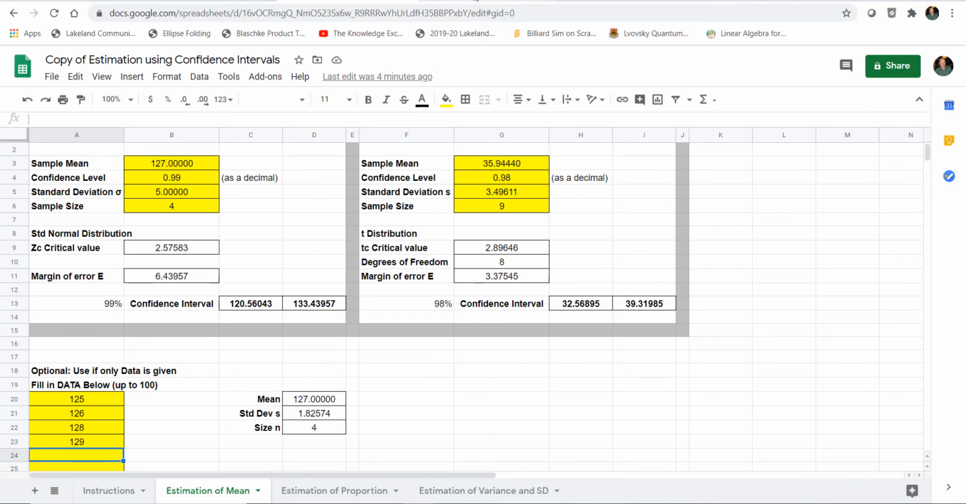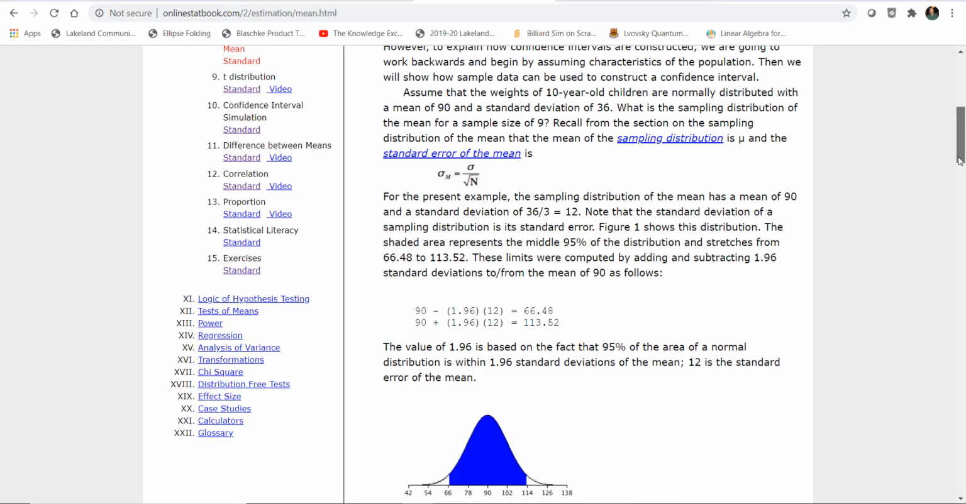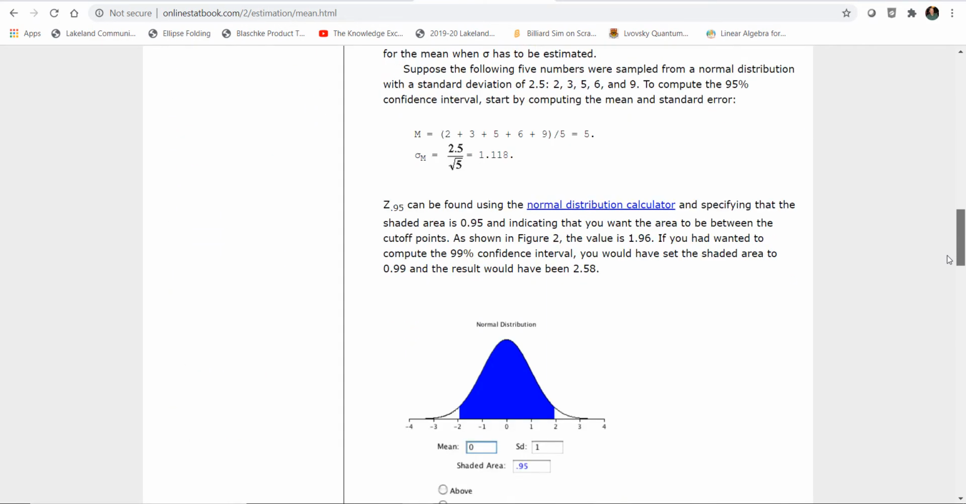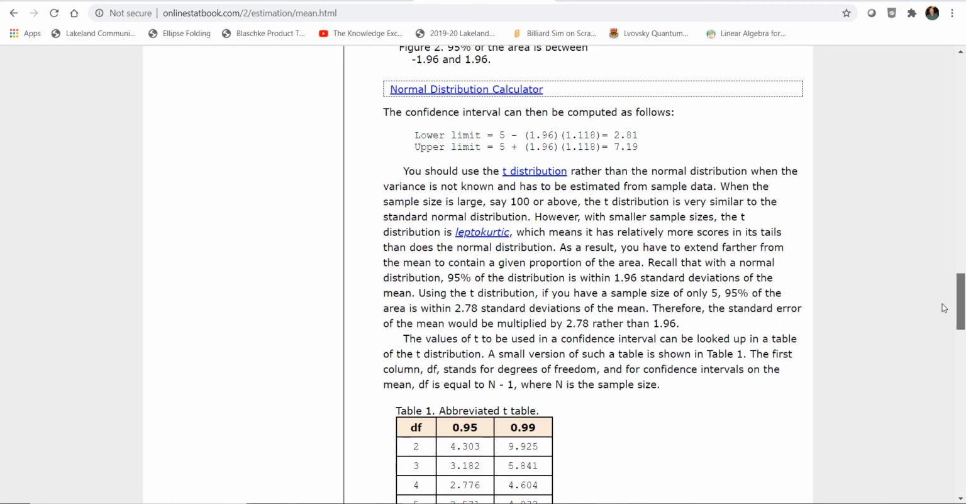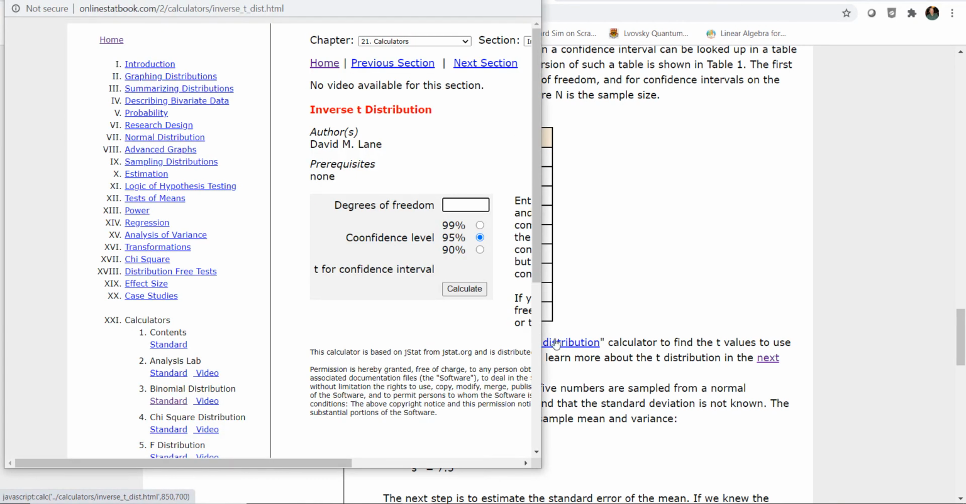So of course I have the Google Sheet, but let me just show you how this works here. If I go down, there's a normal distribution calculator, as we said, but you should use the t-distribution to find the t values. So here I'm going to use the calculator called inverse t-distribution. And it asks me for degrees of freedom. Well, the degrees of freedom is going to be n minus 1. So it's going to be 3, and that's explained in the book in section 2 of this chapter, why it's 3. But it's always n minus 1.